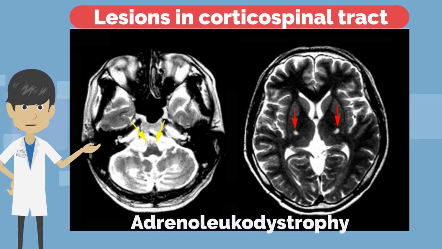One of the well-known diseases that affects the corticospinal tract is adrenoleukodystrophy. The location of the corticospinal tract can be determined by high intensity on T2-weighted images in the posterior limb of the internal capsule and medulla oblongata.